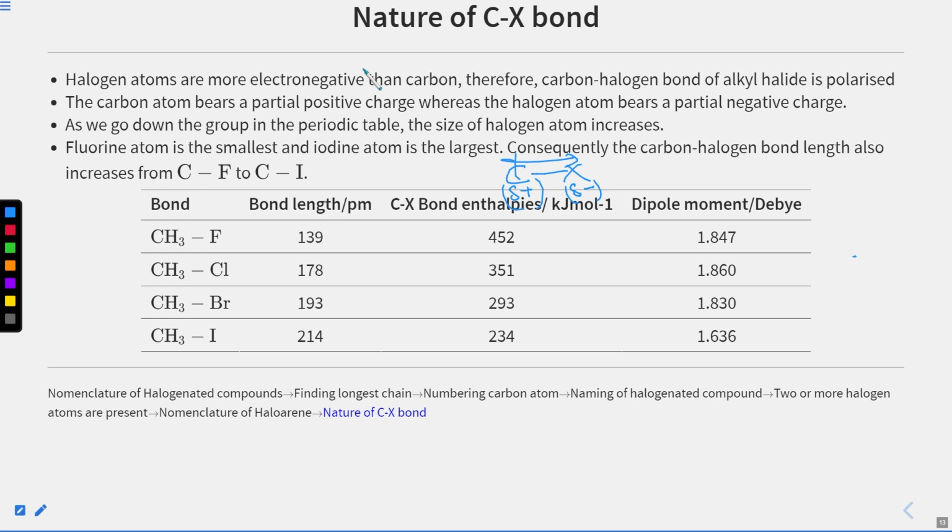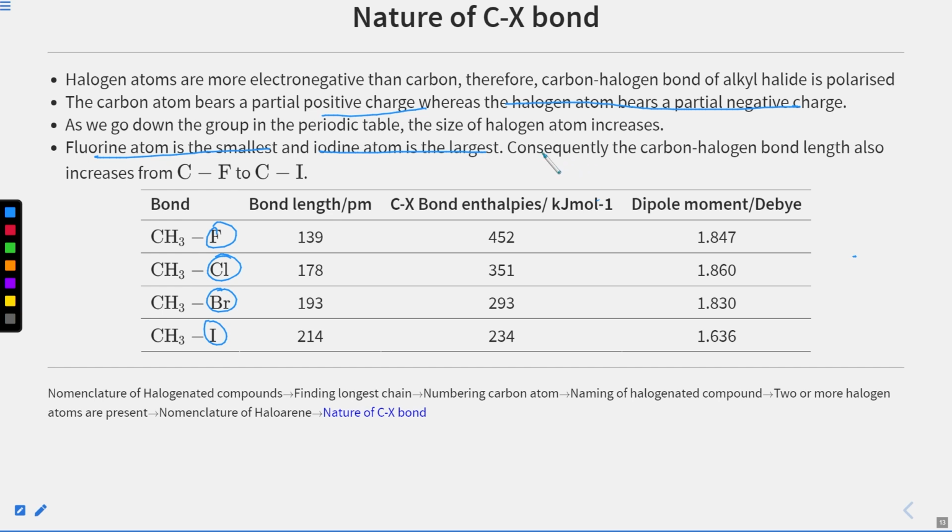Now we know that carbon bears a partial positive charge, whereas the halogen bears a partial negative charge. As we go down the group, the size of the halogen increases, because the number of shells increases one by one. Therefore fluorine has the smallest size, then chlorine, and iodine has the largest size.